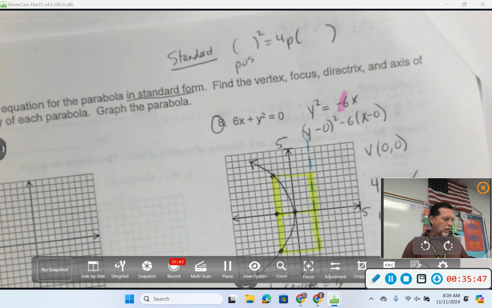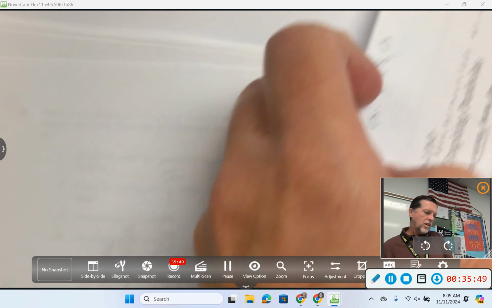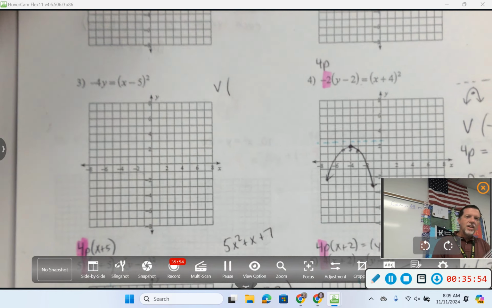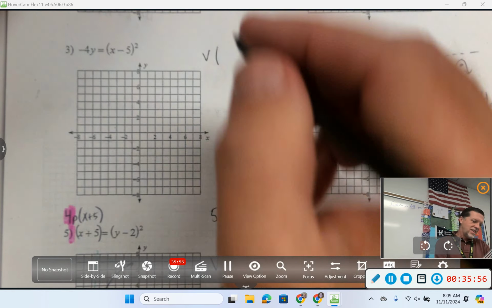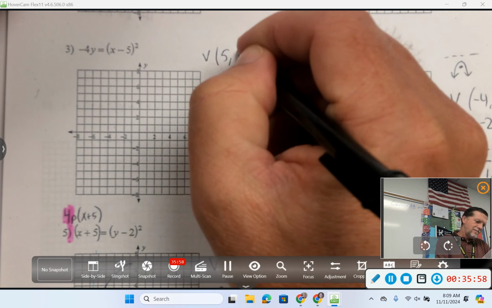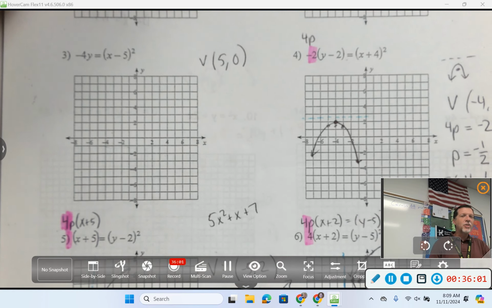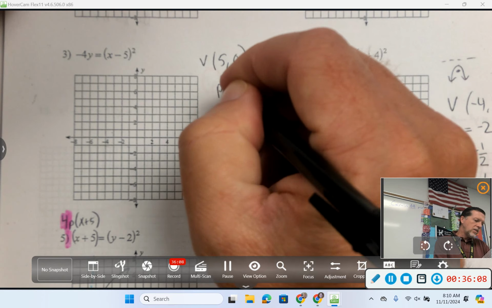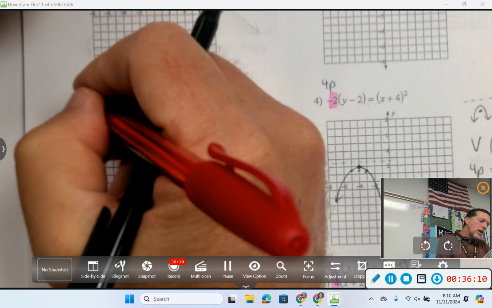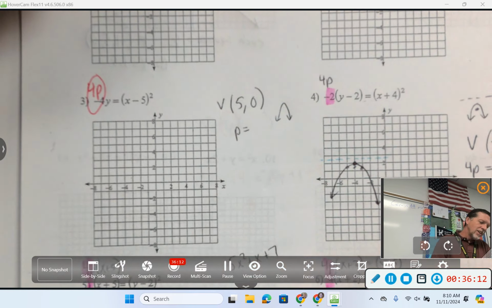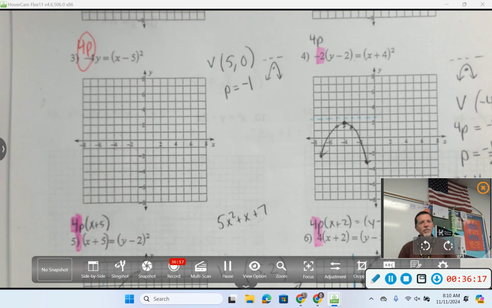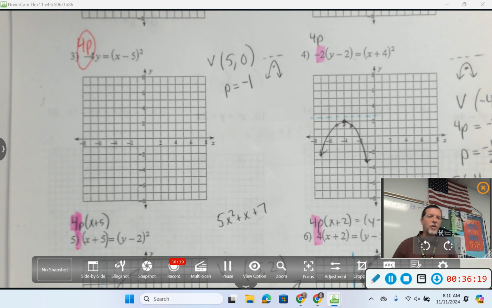Do we need to look at number 3? Backing up to number 3 now? What's the vertex on number 3? 5, 0? Which way is it going? Careful, 4P is negative 4, so P is negative 1. And then you're off and running from there, I think, I hope.